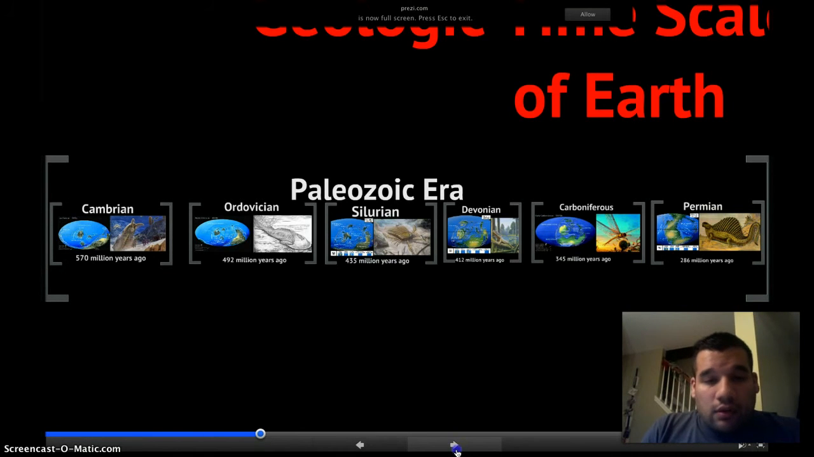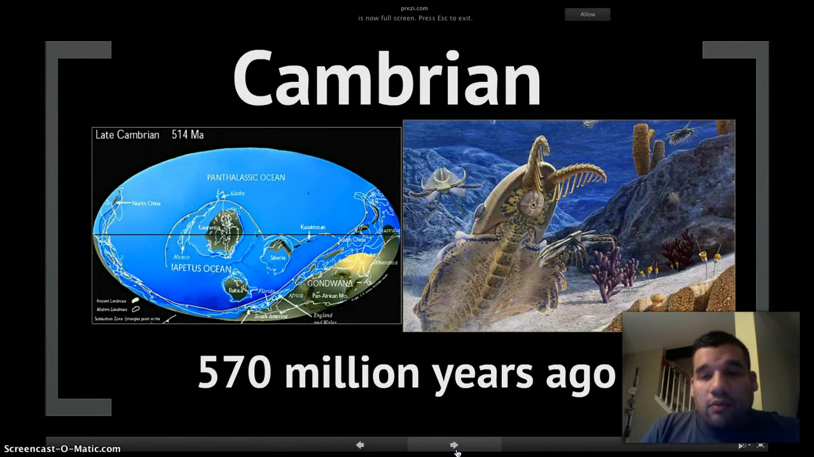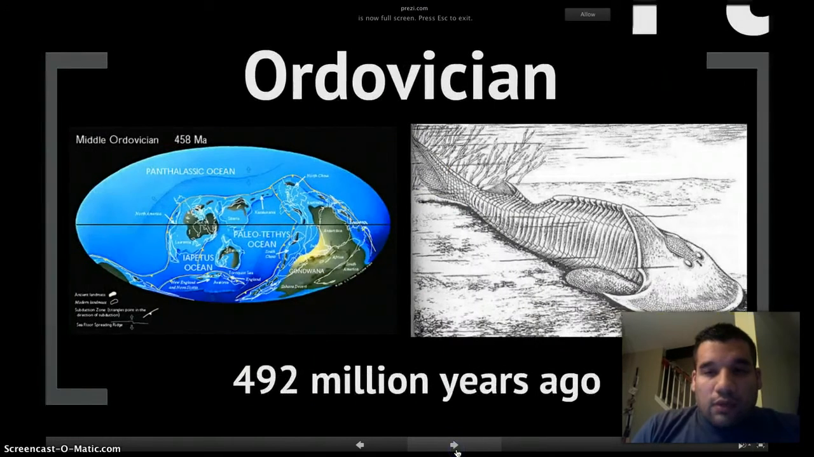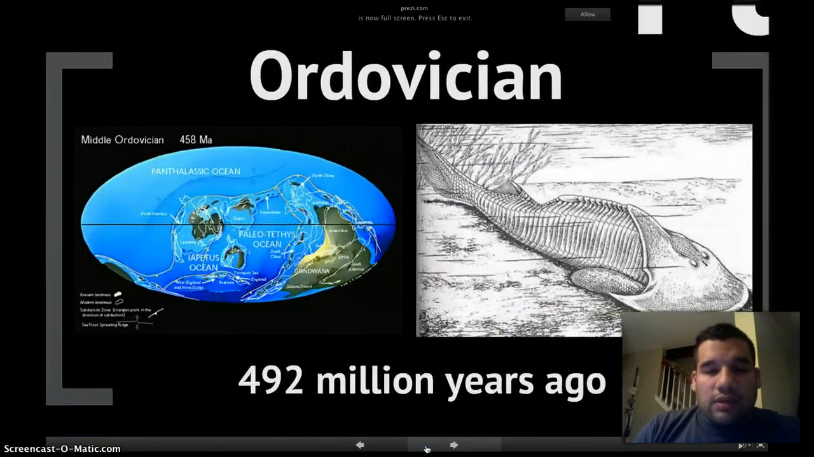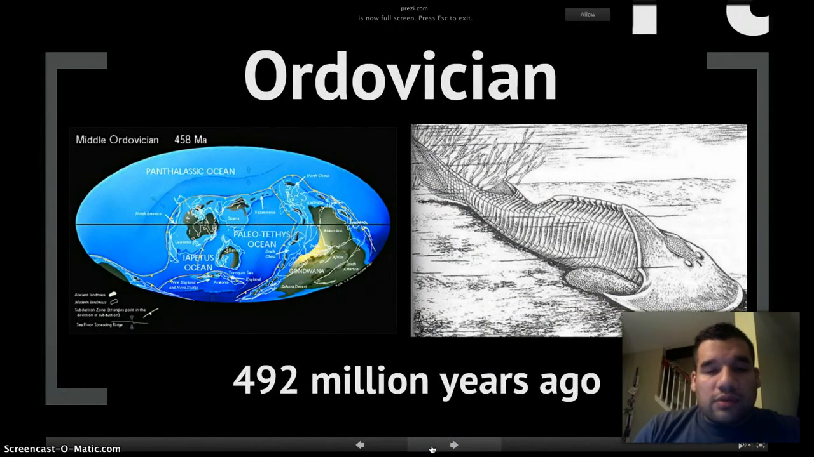So we have the Cambrian. This was a huge explosion of life. It's referred to as the Cambrian explosion. It's when the Earth first started teeming with life. Not first life, there was life before this, but the first huge diversity of life. Ordovician, and all through this time we see tectonic shifts.